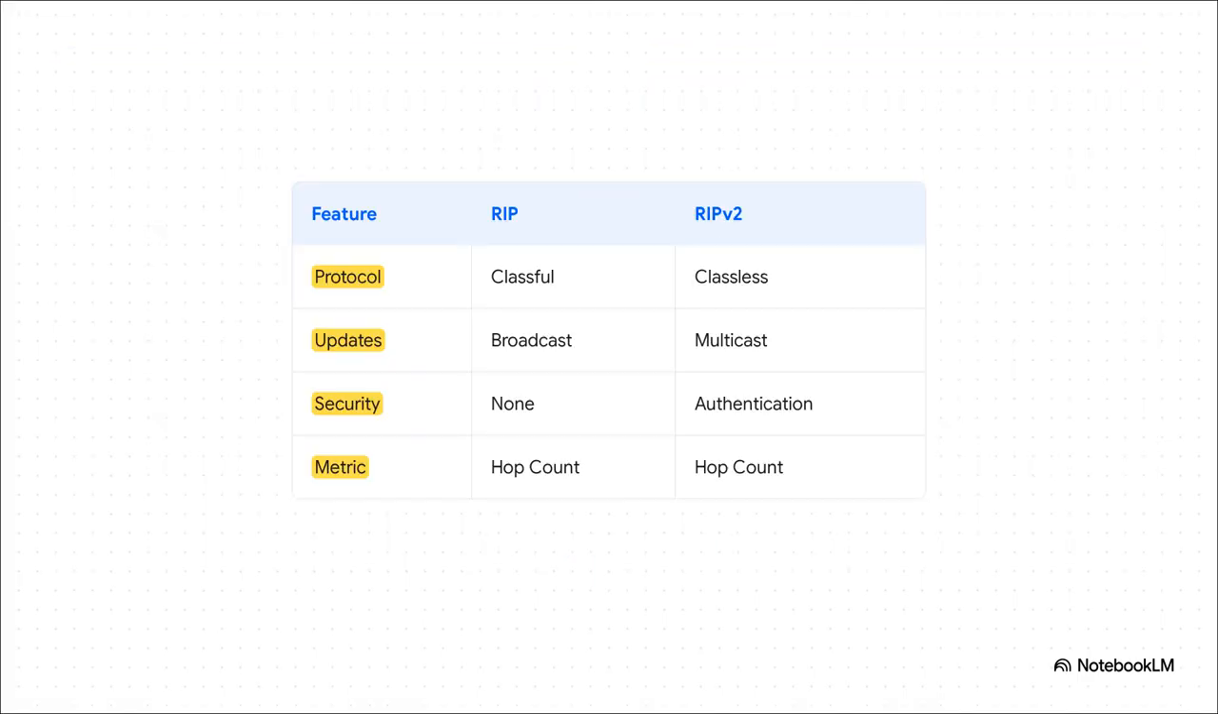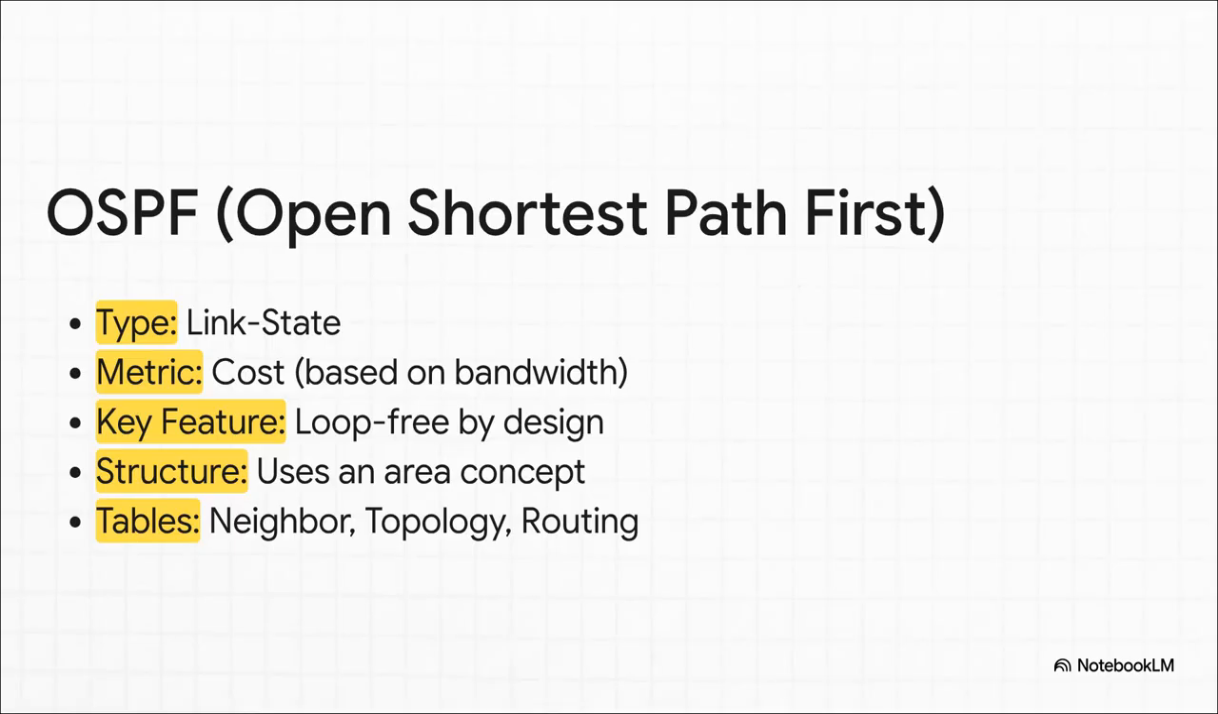So RIP was one of the very first dynamic protocols, and it was pretty simple. Its only goal was to find the path with the fewest number of routers, or hops, to get somewhere. But it was limited. Its replacement, RIPv2, was a huge step up. It added support for something called classless addressing, which is just a fancy way of saying it was much more flexible with IP addresses. It also added security and became way more efficient. But the modern internet demands even more intelligence.